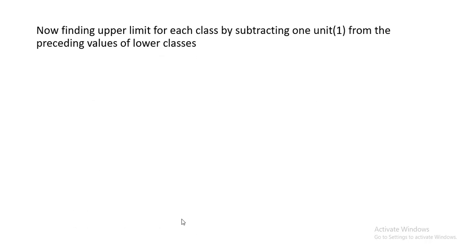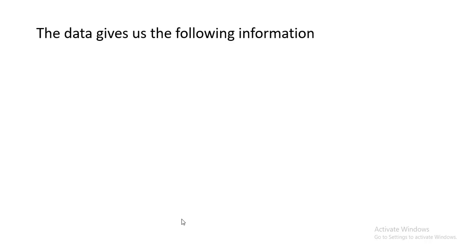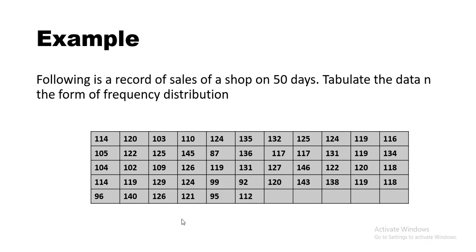Okay, the next step is to find the upper limit. As you can see earlier, if you move back a little towards the data we have, this data is basically discrete data. If you look at this data, it is basically discrete data. Now discrete data means data that is given in whole numbers.